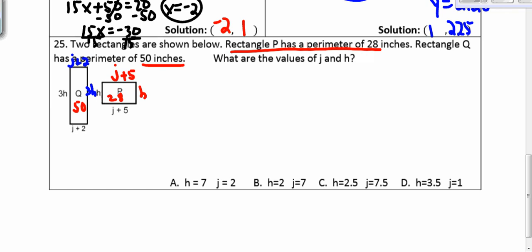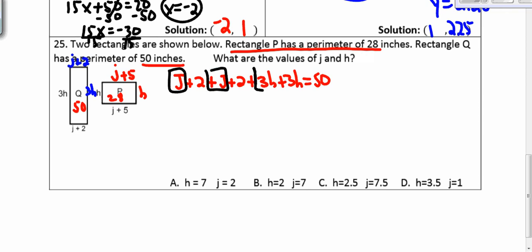So you add up all the sides. So I'm going to put J plus 2 plus J plus 2 plus 3H plus 3H equals 50. And I'm going to solve that. I'm going to combine like terms. So when I combine like terms, I'm combining the two J's just like this, and I'm going to combine the 3H and the 3H, and I'm going to combine the 2 and the 2. So it's J plus J is 2J.